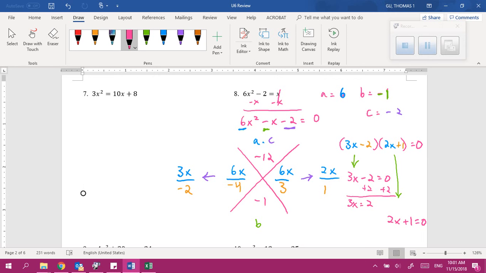3x equals 2. Divide by 3. x equals 2 over 3. That's one of the solutions. x equals 2 over 3.